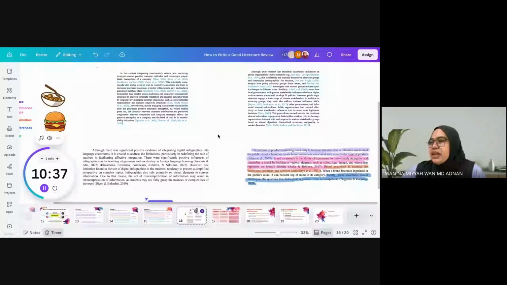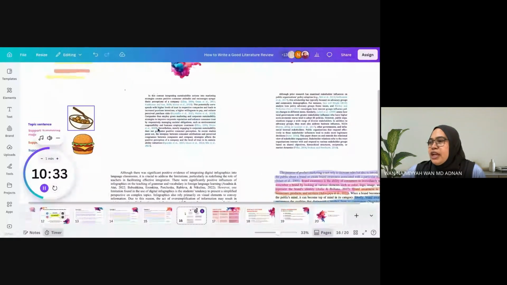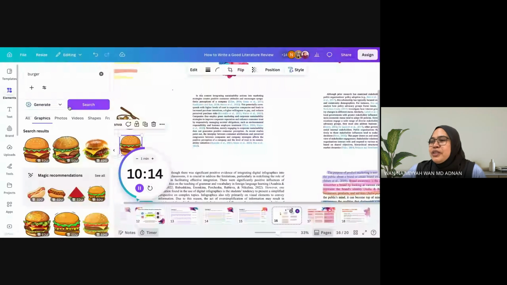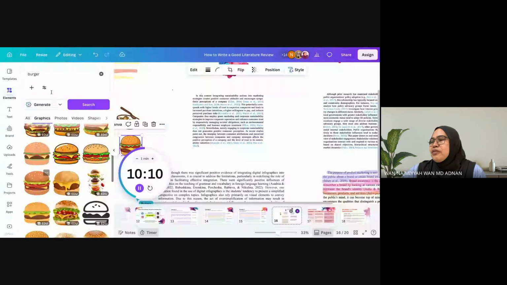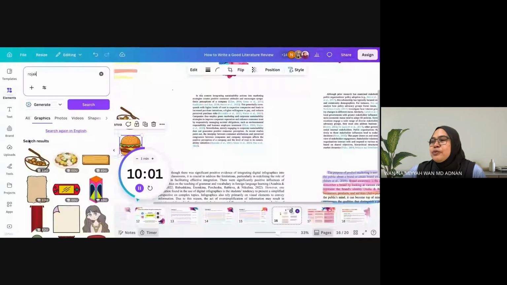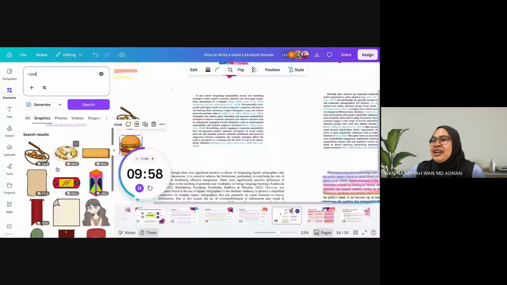Okay, once you have highlighted it, can you guess which paragraph is a rojak, which paragraph is a burger format? So if it's a burger format, you take the burger symbol and you put it on the side of the paragraph, yeah? Or you can use the elements here to show lots of other burger pictures, or rojak pictures. Okay, so I'm not sure whether this is rojak, but you can use that to represent rojak. Okay.